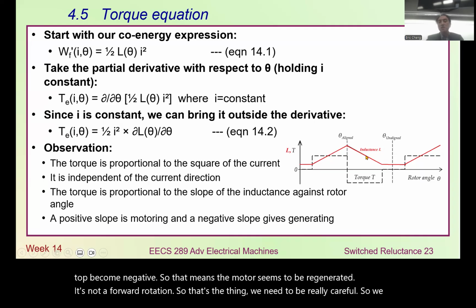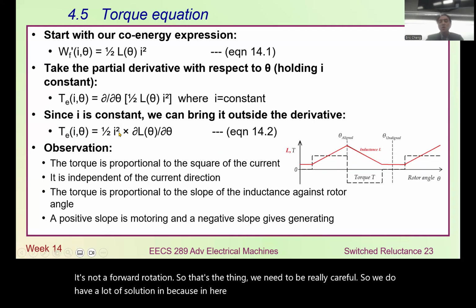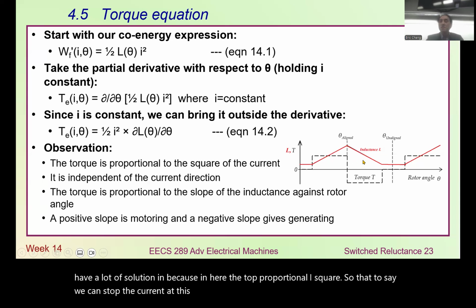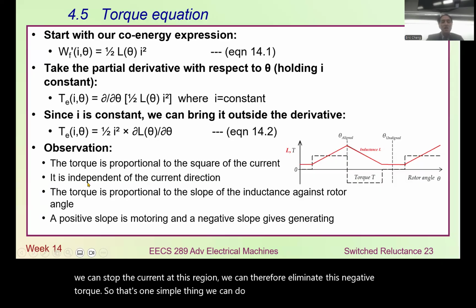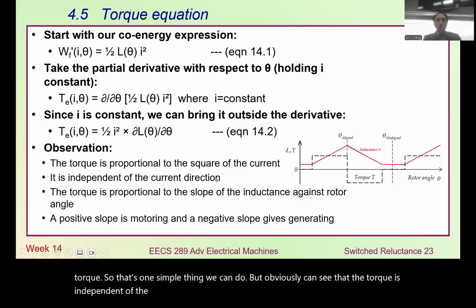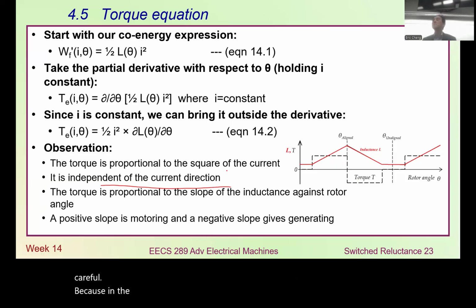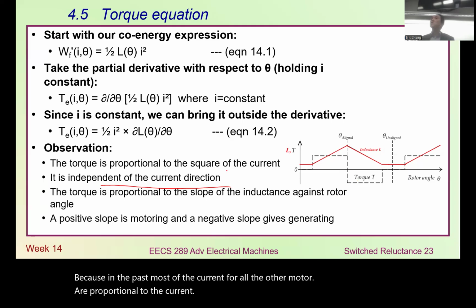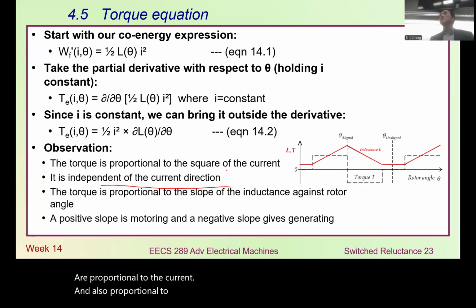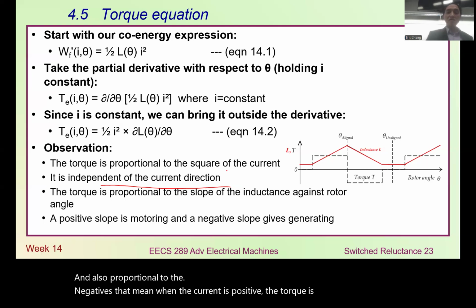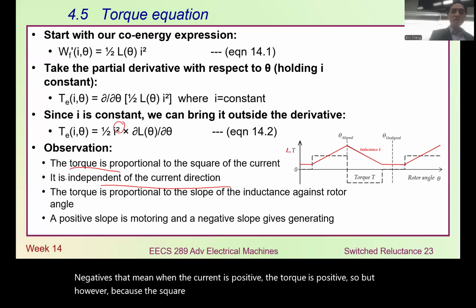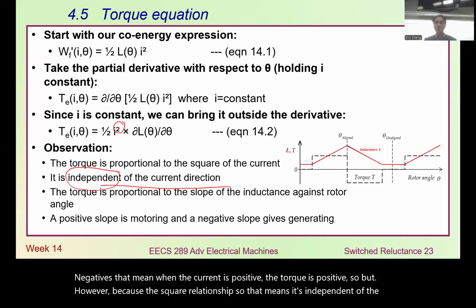So we do have a solution, because in here the torque is proportional to i squared. That is to say, we can stop the current in this region. We can therefore eliminate this negative torque. So that's one simple thing we can do. But obviously, you can see that the torque is independent of the current polarity. That's something we need to be really careful about. Because in the past, for most other motors, the torque is proportional to the current and also proportional to the magnetic flux. That means when the current is positive, the torque is positive. However, because of the square relationship, it's independent of the current polarity. So that's something we do need to be careful about.